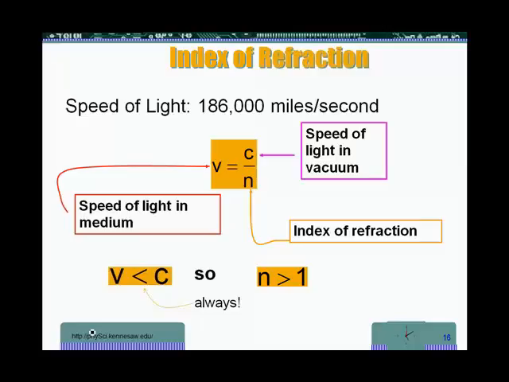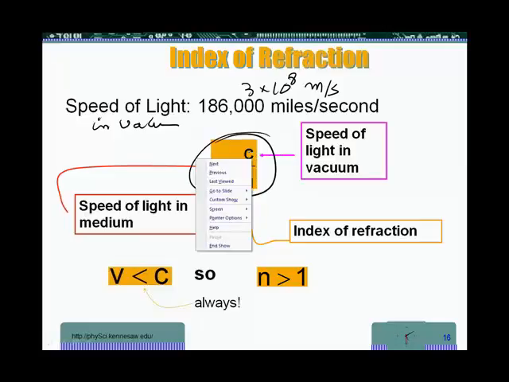Okay. Now, as light travels in vacuum, the speed is given by this, or 3×10⁸ meters per second. Now, if it moves in another medium, its velocity or its speed in that medium is going to be given by this equation. V is going to be the speed of light in vacuum, C, over n, what we define as the index of refraction of the medium.